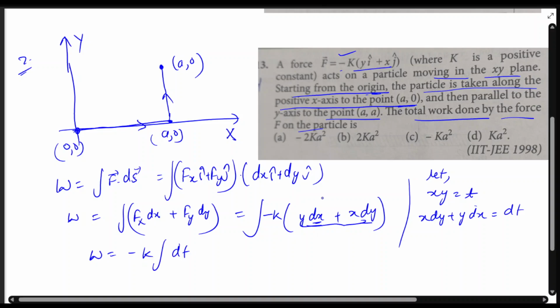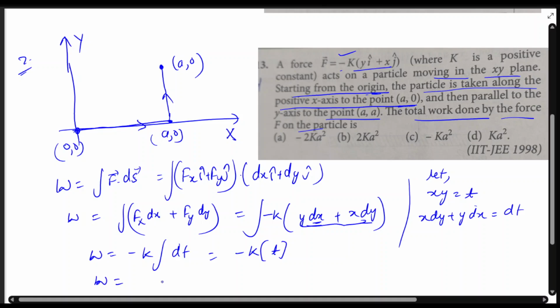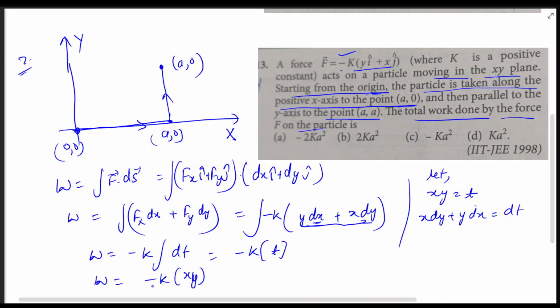Look, this complicated term becomes simple, like dt. So we know it is minus k into t, right? Now we can put the t back in its place. What will it be? It will be minus k x into y, right? Now look, this is the net work done. So we just need to put in the limits.